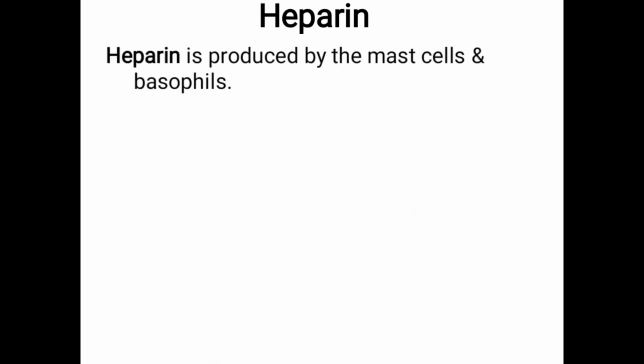So first we will see the heparin. So it is a very important anticoagulant. Okay, so it is present inside the body and prevents coagulation inside. So mainly heparin is produced by the mast cells. So mast cells are present in the body. Okay, and basophils. Basophils, you know. So this is one type of WBC.